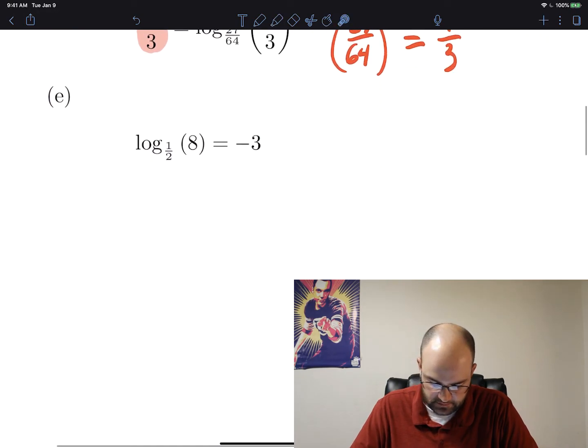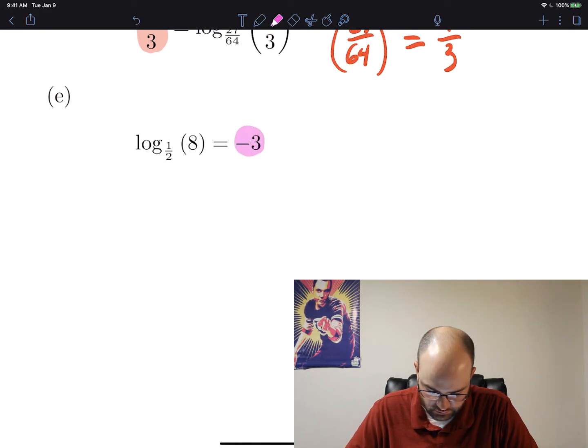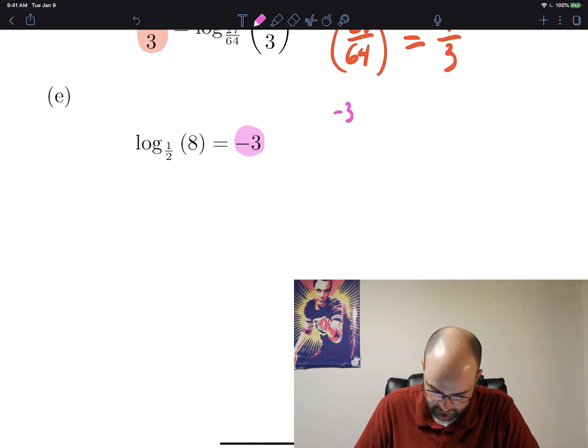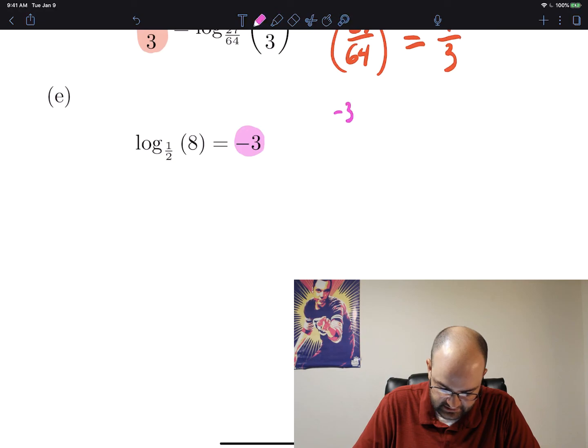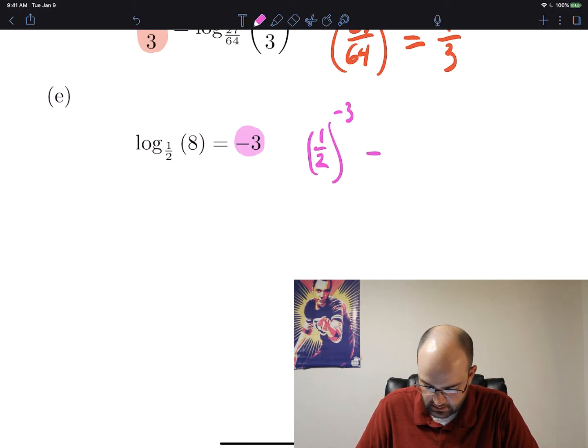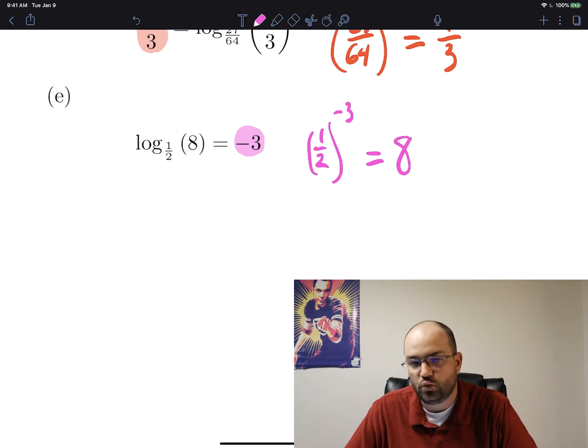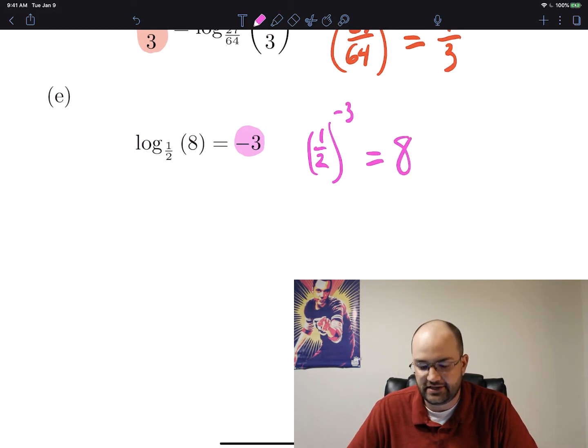As for the last one, log base 1/2 of 8 equals negative 3. Remember, what it's equal to is the exponent. The base is the base. And since it's a fraction, put it in parentheses, equals the argument. So 1/2 to the negative 3 equals 8.